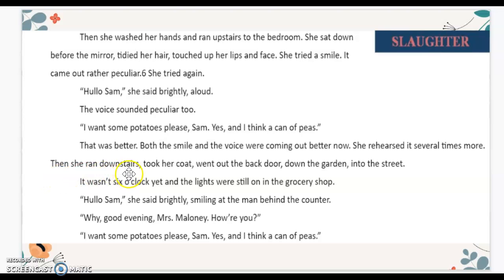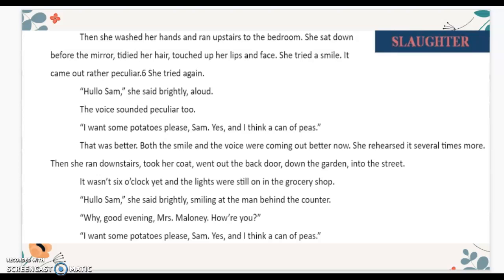Then she ran downstairs, took her coat, went out the back door, down the garden, into the street. It wasn't 6 o'clock yet, and the lights were still on in the grocery shop. "Hello, Sam," she said brightly, smiling at the man behind the counter. "Why, good evening, Miss Maloney. How are you?" "I want some potatoes, please, Sam. Yes, and I think a can of peas."